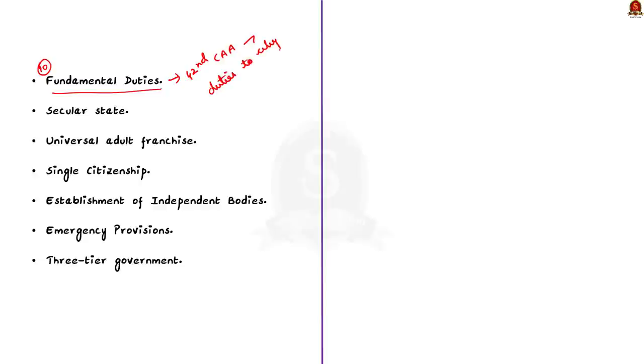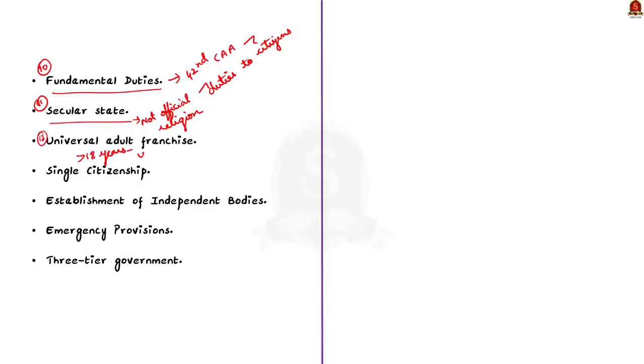Now coming to the 11th feature, the constitution stands for a secular state. See, this means it does not uphold any particular religion as the official religion of the state. This is the 11th feature. The 12th feature is the provision of universal adult franchise. See, this means every citizen who is not less than 18 years of age can vote in the elections. This is the 12th feature.